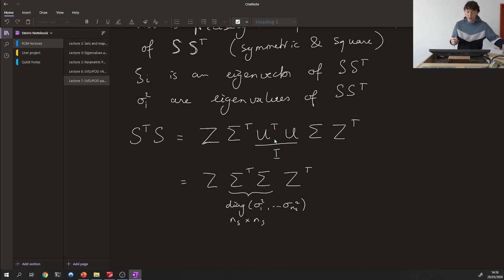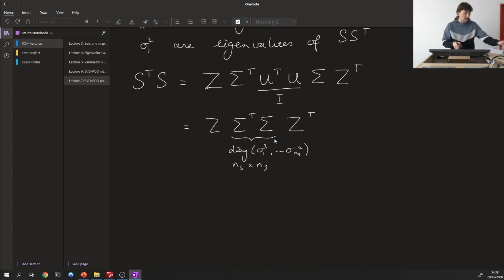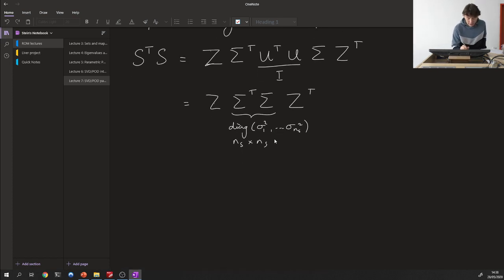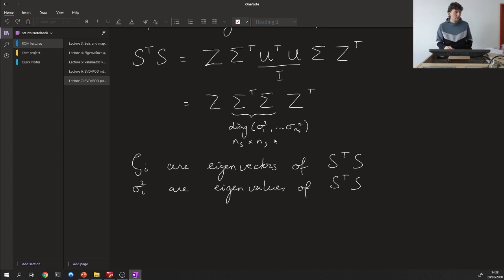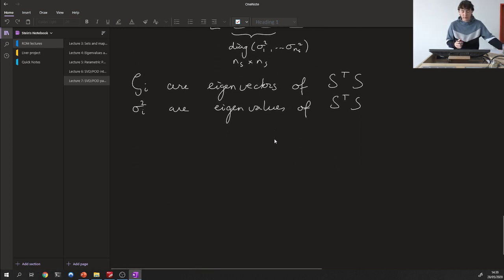So we can make the same point. This is clearly the spectral decomposition of the matrix, which means that any of the psi vectors are eigenvectors of S^T S. And additionally, the sigma_i squares are eigenvalues of that same matrix. So interestingly, the sigmas show up as the eigenvalues for both of those matrix computations. And in a sense that makes sense because they carry similar information.